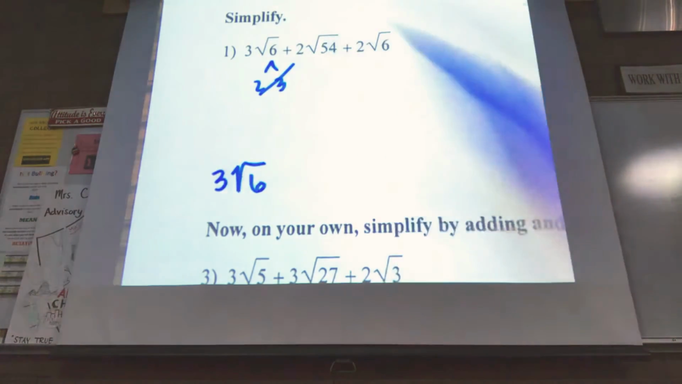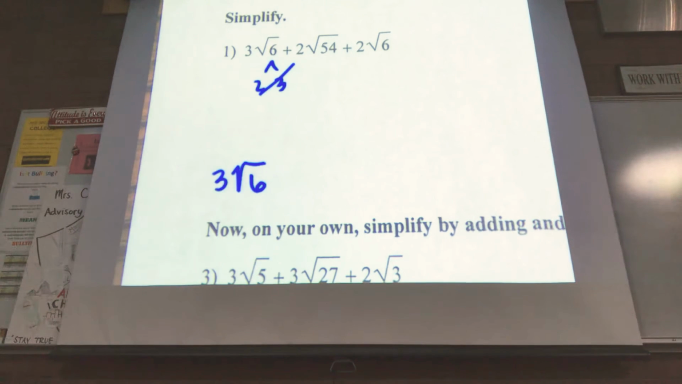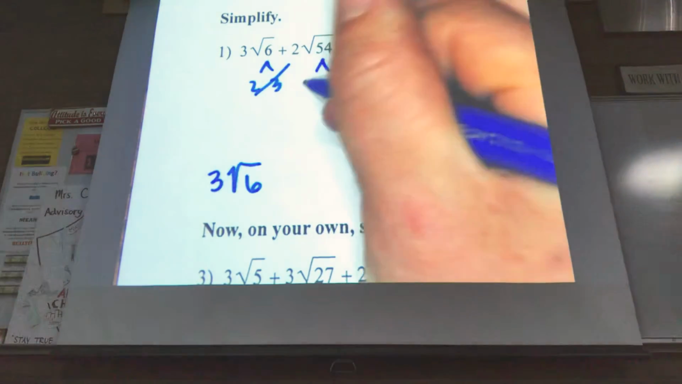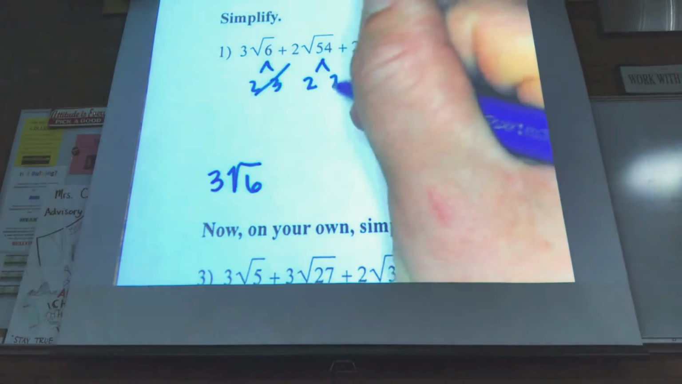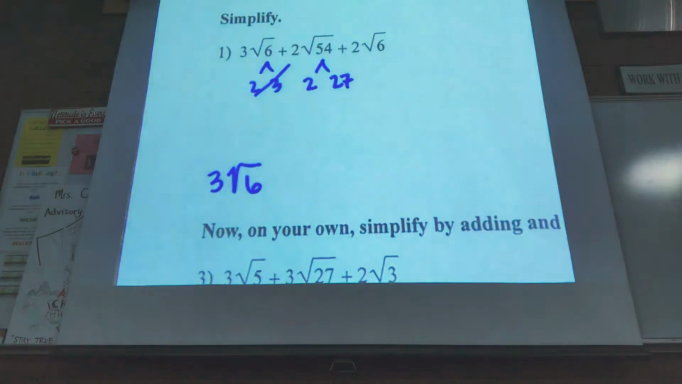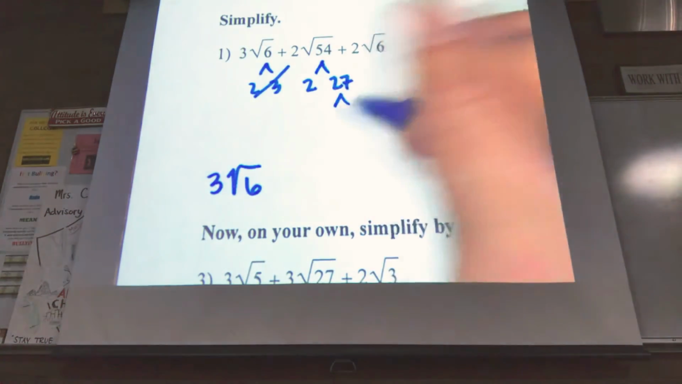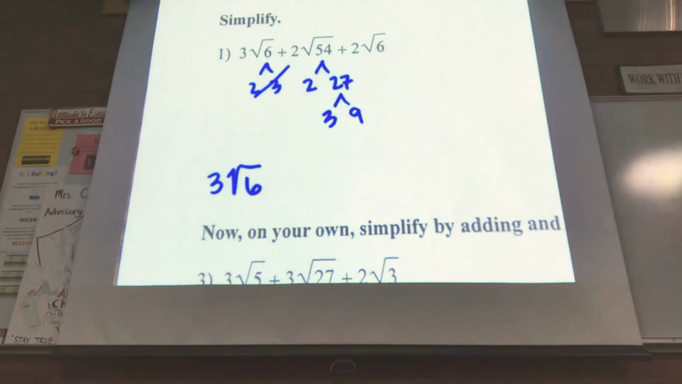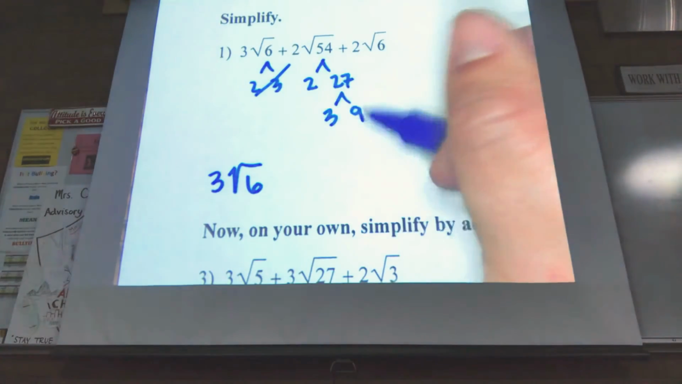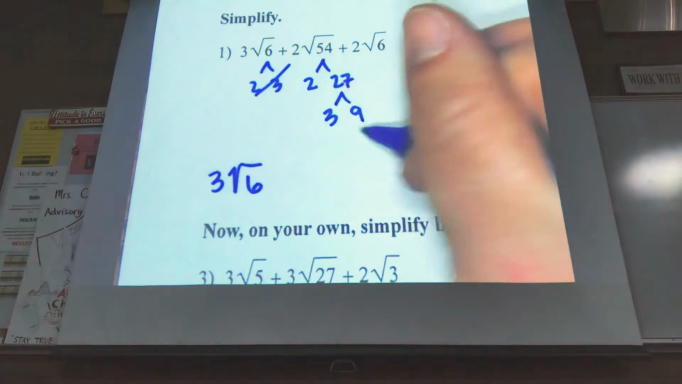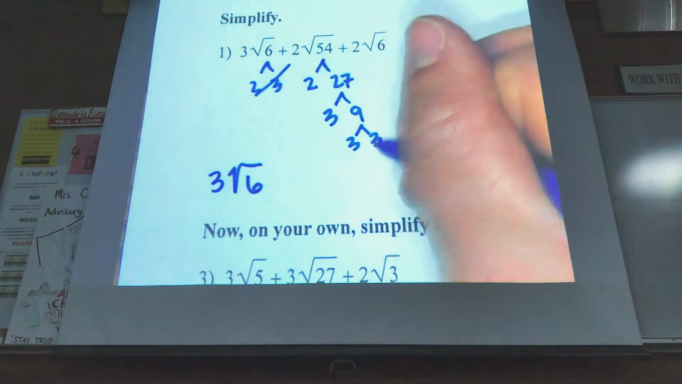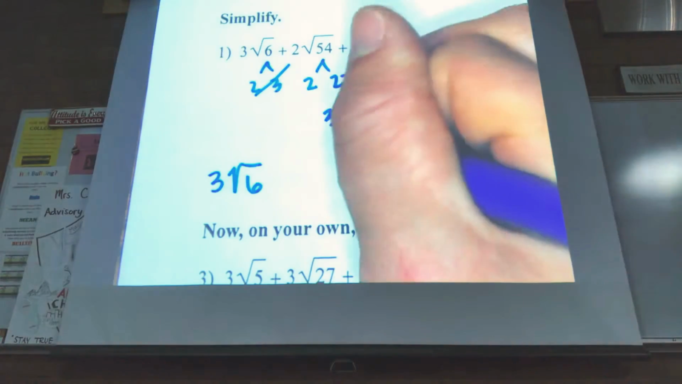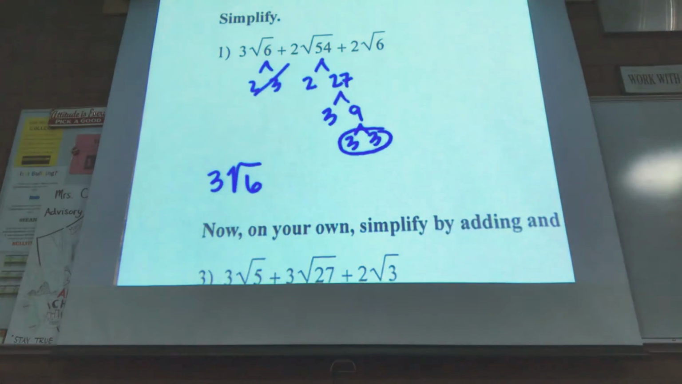Root 54. Okay, this one I know can be simplified. We know that 54 is an even number, so we can divide it by 2. We'd get 27. Okay, 27, I know I can take 3 times 9. So I have 3 numbers right now, 2 times 3 times 9. Nothing can pair up quite yet, but 9 I know can be divided into a 3 and a 3. So one pair of 3's can pair up and leave my radical.